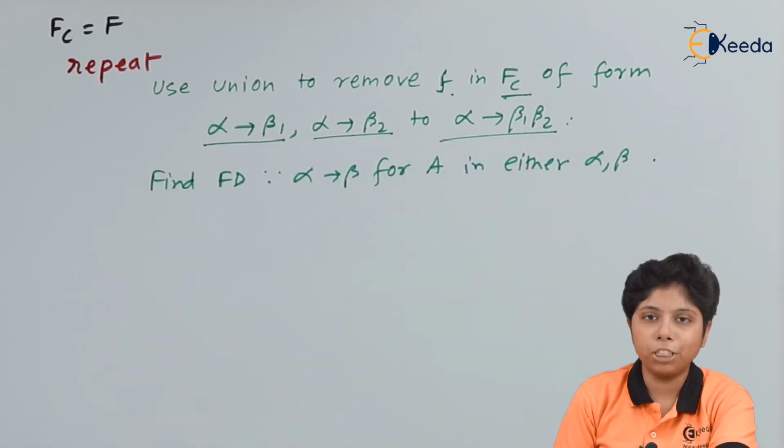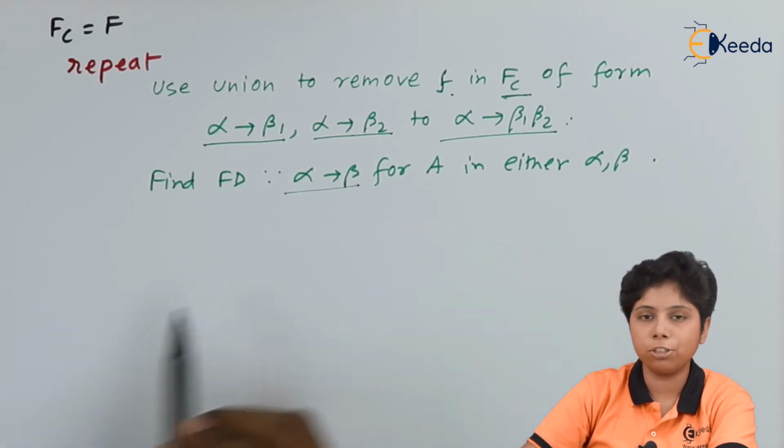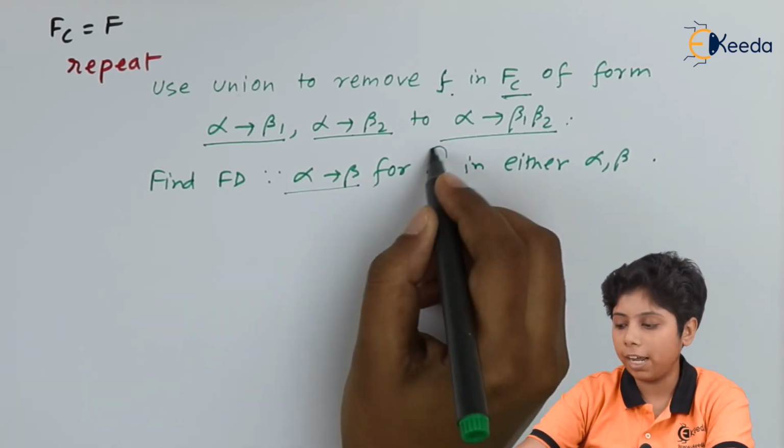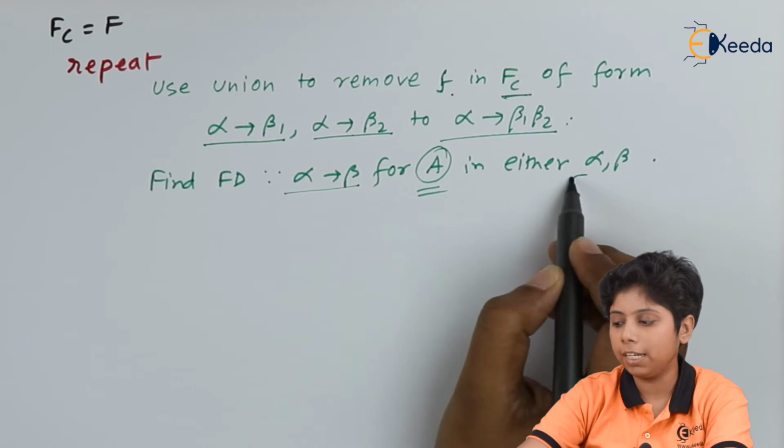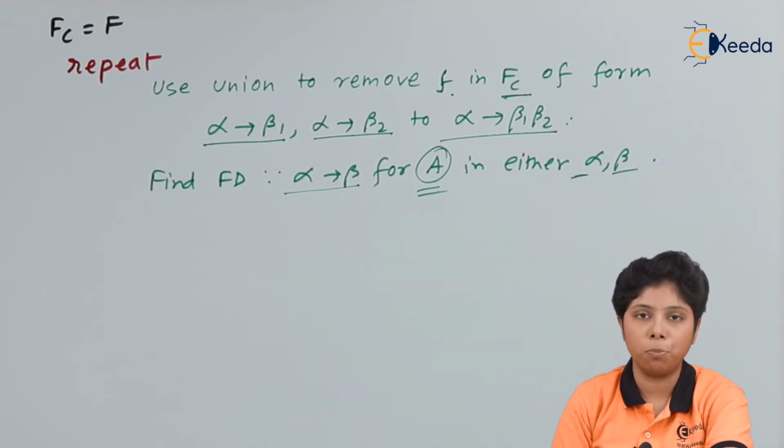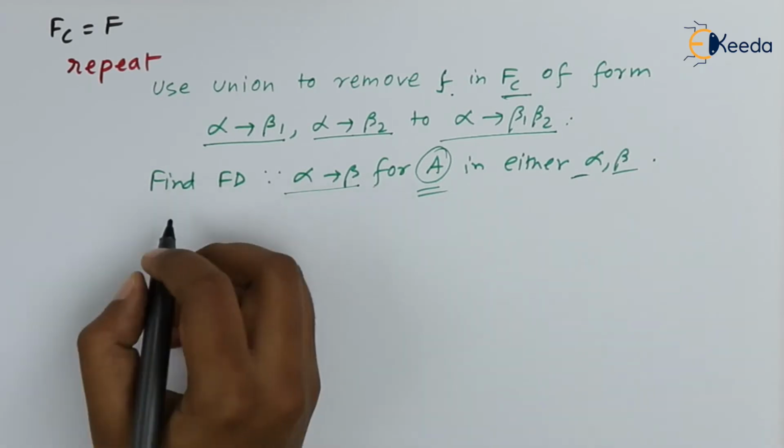Now we look for a functional dependency alpha defines beta with an extraneous attribute A in either alpha or beta or both. Then we need to remove such extraneous attributes.